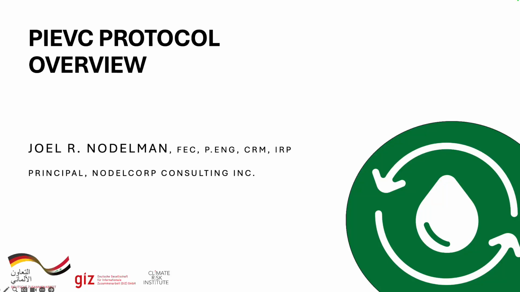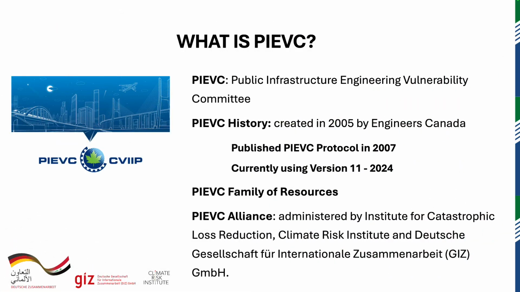In this video, I will give a brief overview of the PIVC protocol. First, let's consider what PIVC is. PIVC refers to the Public Infrastructure Engineering Vulnerability Committee, which was created by Engineers Canada in 2005. This committee published the first PIVC protocol in 2007, and we're currently using version 11, which was published in 2024.